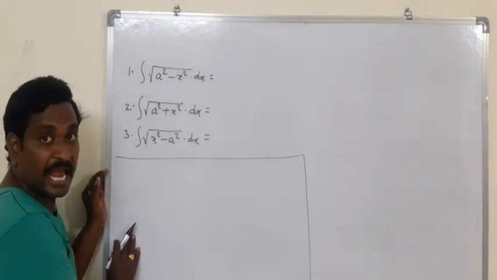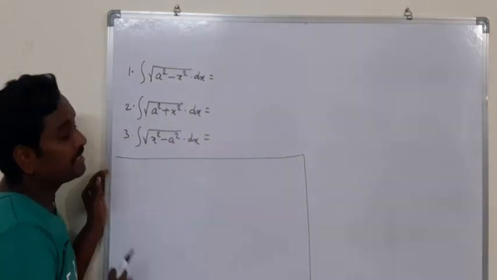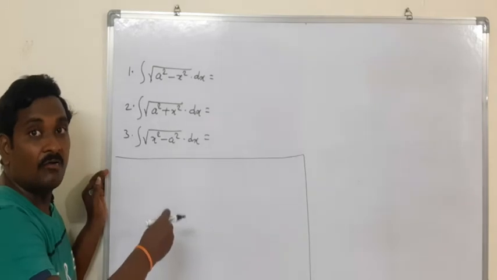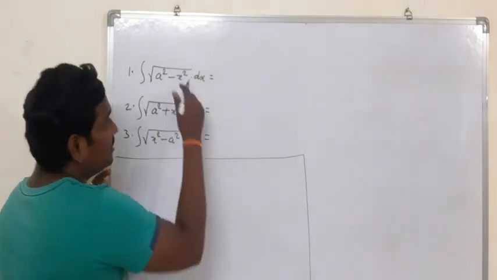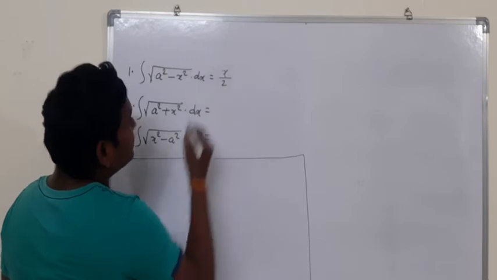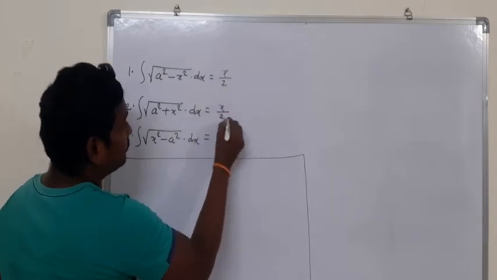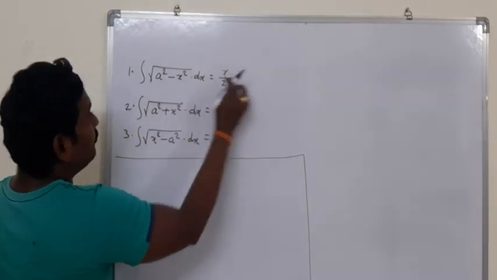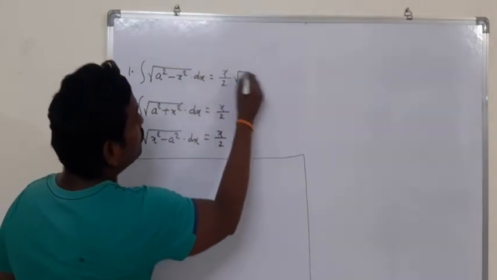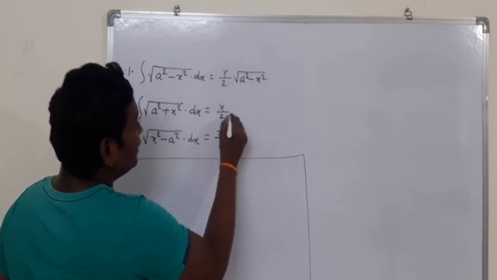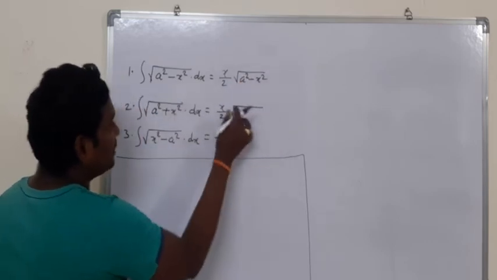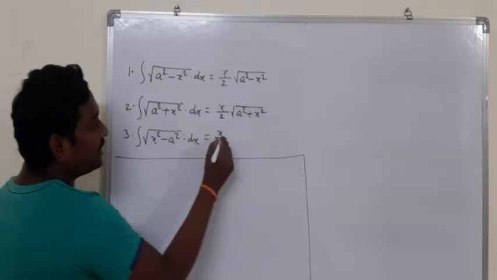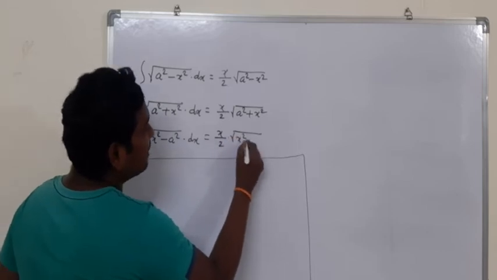I will write all these formulae in a similar way. Don't memorize these formulas by heart; you should be able to write the formulas of these integrations. Every integration has x by 2. Here we will get a similar term, which is root over a square minus x square. Here also you will get a similar term, root over a square plus x square. Here also you will get a similar term in the product, which is root over x square minus a square.